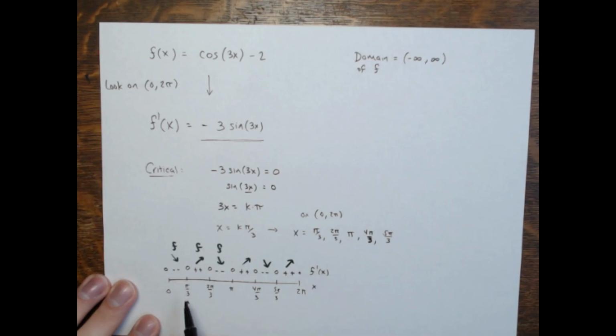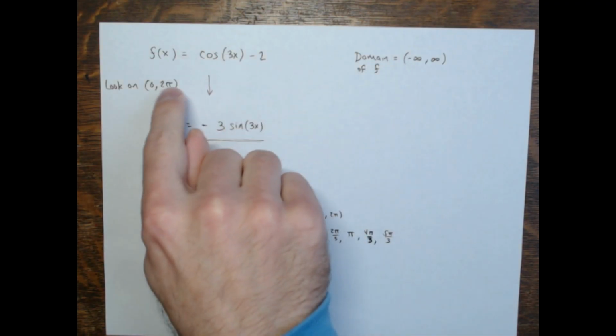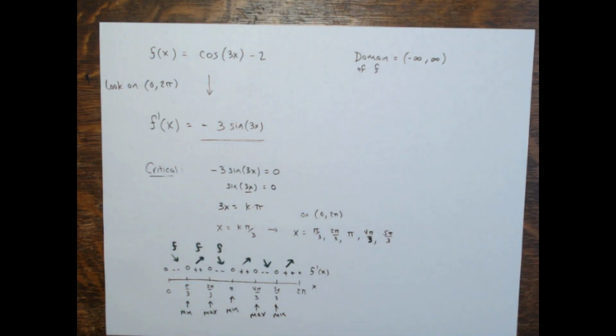So see here at pi over 3, local min, right? Decreasing and increasing. At 2 pi over 3, local max, right? It goes increasing and decreasing. At pi, local min. At 4 pi over 3, local max. And at 5 pi over 3, local min. Again, because of the whole fluctuating wavy nature, that's going to be happening. So I got 2 maximum locations and 3 minimum locations.